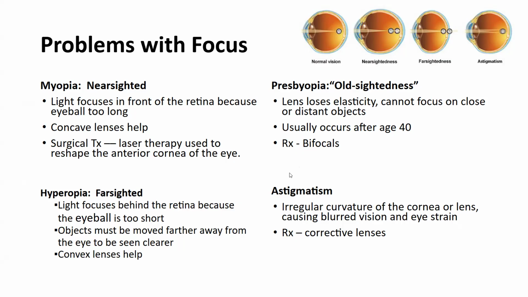And then lastly, we have astigmatism. This is going to be an irregular curvature of the cornea or lens causing blurred vision and eye strain. You do have to get some corrective lenses for this. That way you can be able to focus on what you're trying to look at.